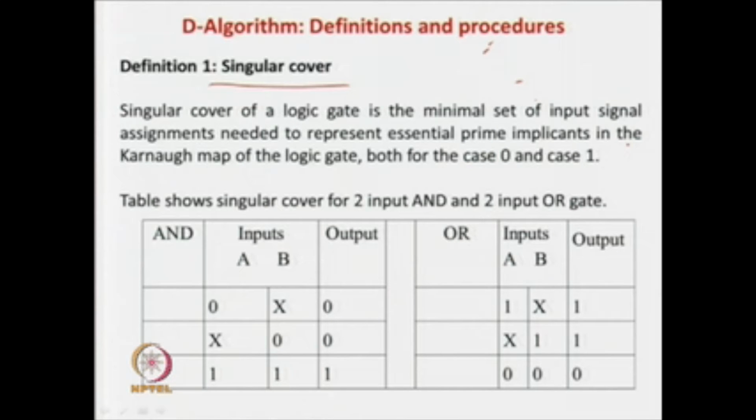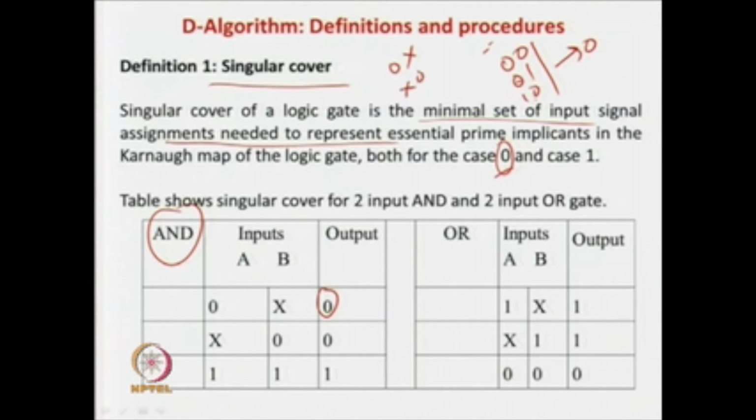So, the basic idea is that we first select the prime implicants, and then find the minimal set of input assignments needed to represent the essential prime implicants for case 0 and 1. Let us take the case of 0, in the case of an AND gate. How can we get 0 in an AND gate? We get 0 if the inputs are 00, 01 and 10. These are the 3 cases in which the output of the AND gate is 0.